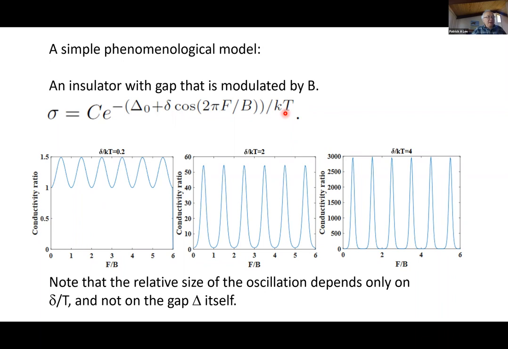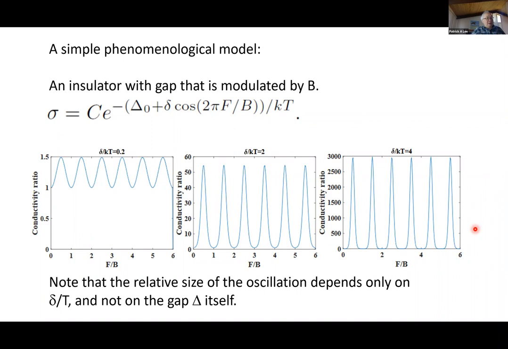So all you need is a tiny modulation. If they see this at one Kelvin, or half a degree, all you need is a tiny modulation of a few Kelvin out of a gap of 100 Kelvin. And you will see exactly in the ratio a small modulation at high temperature, and at low temperature, not that low, when delta over kT is 4, you will see these sharp spikes. So phenomenologically, you can explain this data.